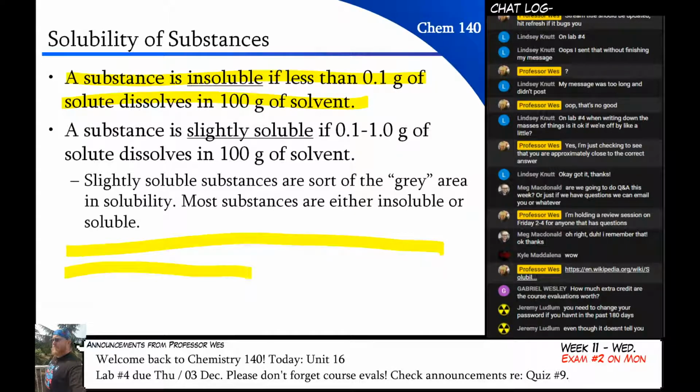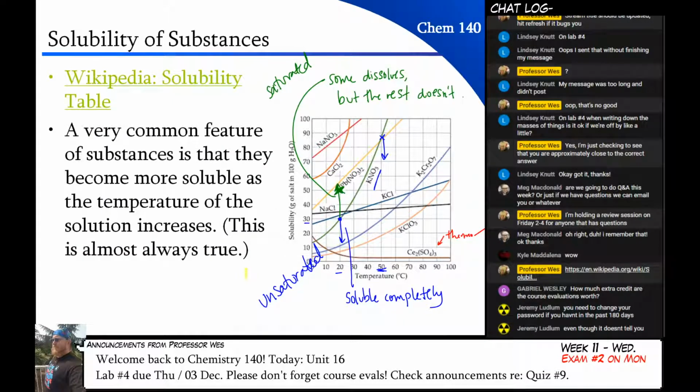On the chart on this previous slide, everything listed is soluble, because the amount of grams that I can put in there is well above 1.